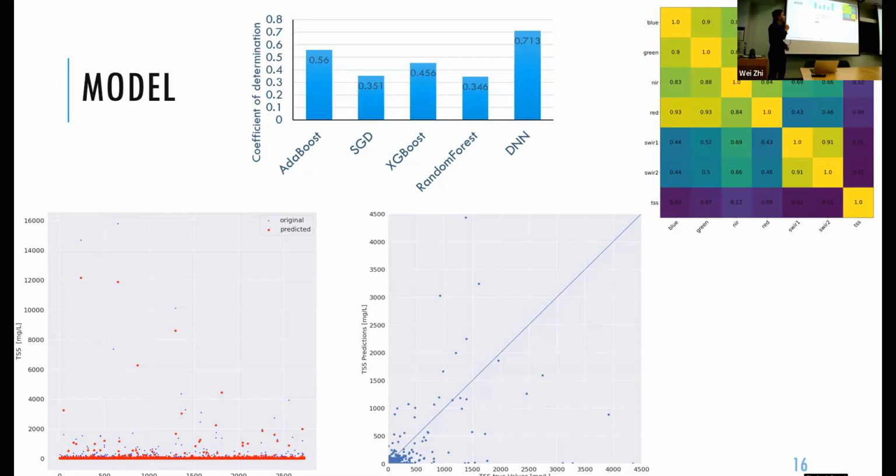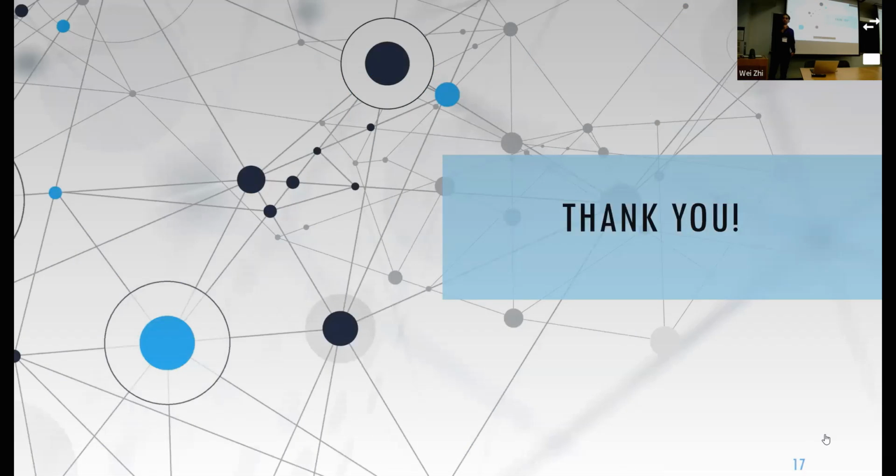And the one to the far right shows the correlation between different bands. And if you look at the final row, that's the TSS, and we can see that near infrared, the green and red bands are the most important and the most highly correlated with the TSS. So those can be useful in predicting the total suspended sediment concentration. And that's it, thank you.